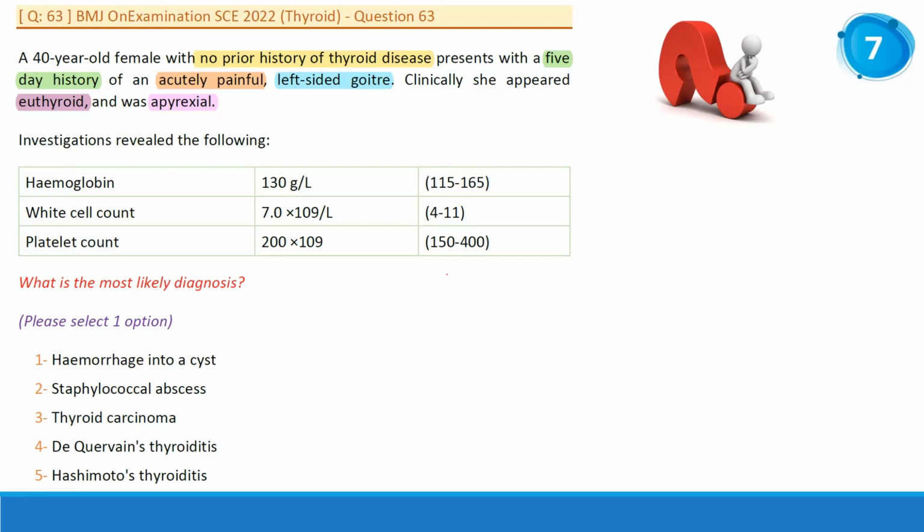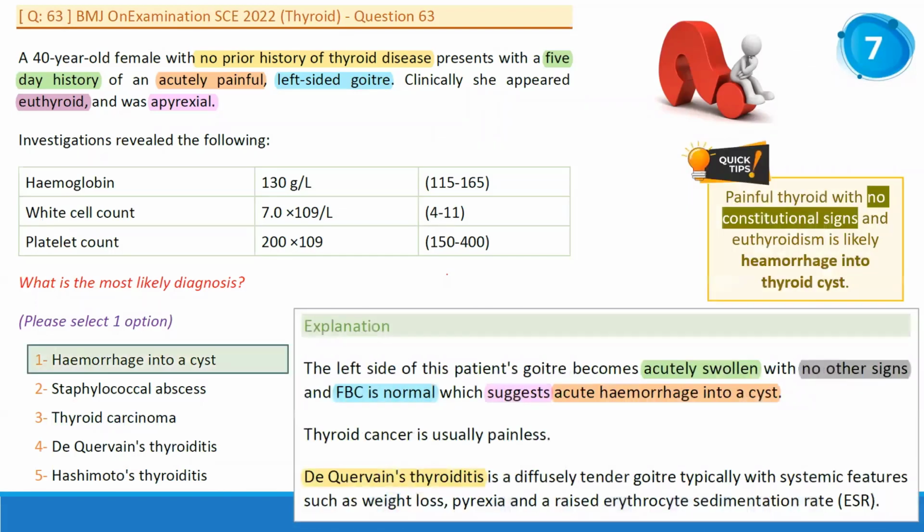And also, why not Hashimoto thyroiditis? Usually Hashimoto thyroiditis is non-painful and non-tender. So the most likely diagnosis is hemorrhage into the cyst. Don't forget that hemorrhage in a cyst presents with an acutely painful thyroid nodule, and this is a benign condition.